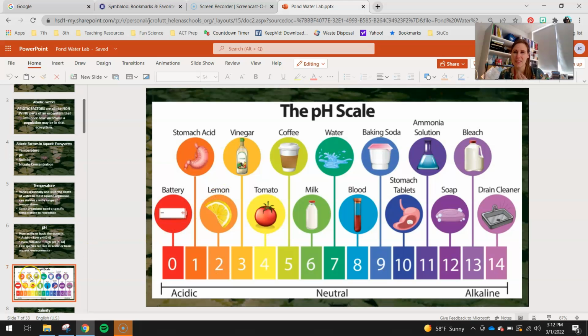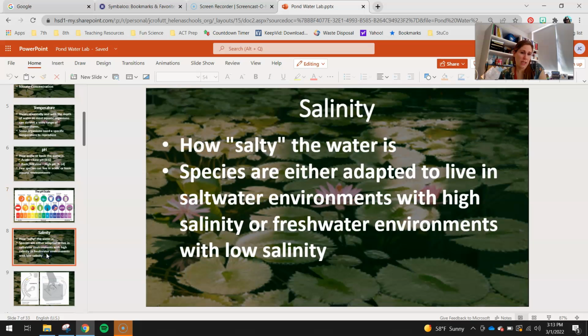So a lot of that sour tasting stuff is usually an acid. That's why vinegar is sour tasting. Lemons are sour tasting. All citrus fruit has citric acid, so they're sour tasting. Even stomach acid has got a sour taste to it. Okay, so that's one thing.